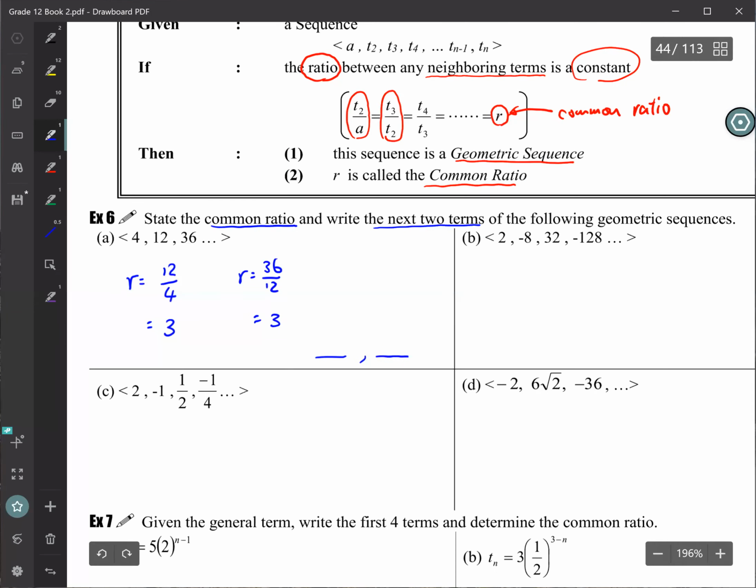So each time is multiplying by 3. So T4 should be what? Tiana? 108. Yep, very good. 108. And then T5, Donna? 324. 324. Okay, so pretty easy, right? Just get the ratio and find the next two terms.